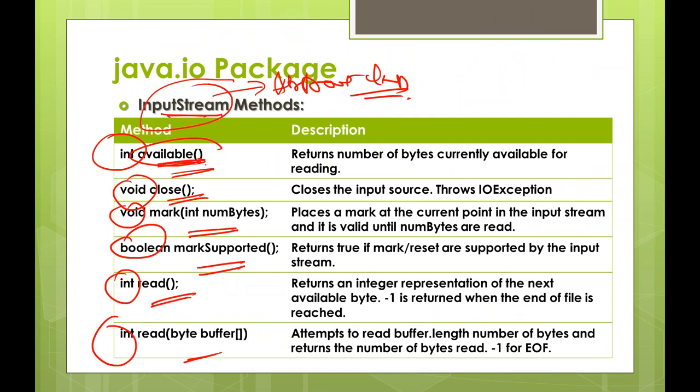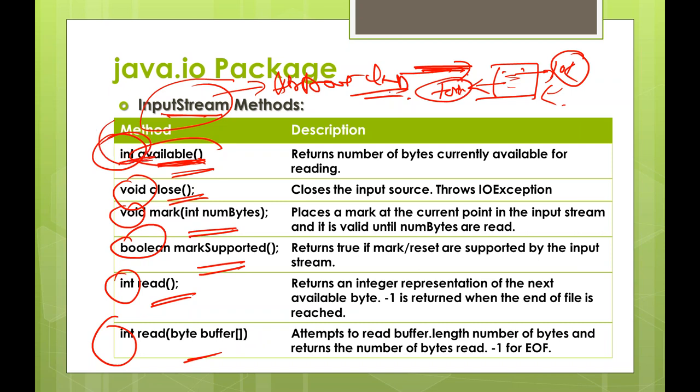Int available gives the number of bytes. For example, you connect to a file, you establish a stream to a particular file. If you call int available for the first time after establishing a stream to that particular source file, it will give the total number of bytes available for reading. Say for example you have 10k of a file, it will return 10k bytes.